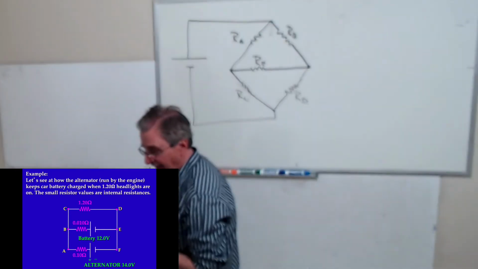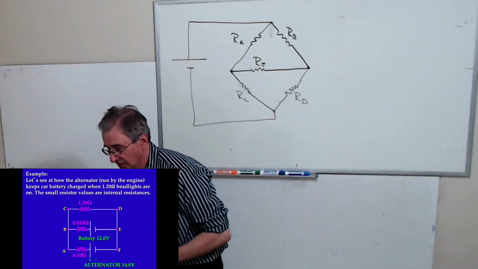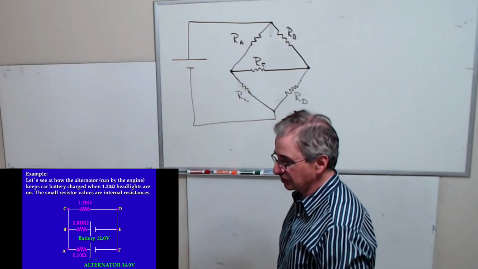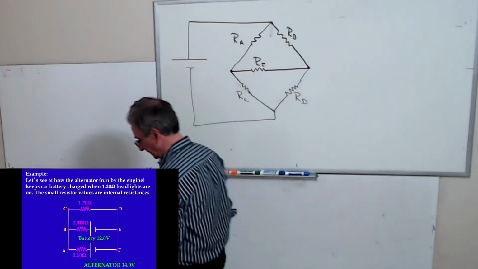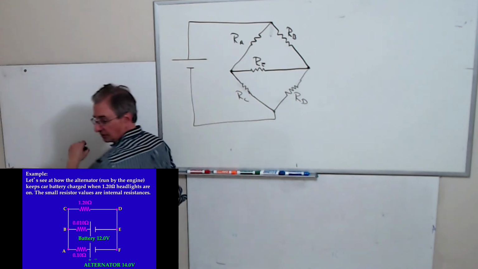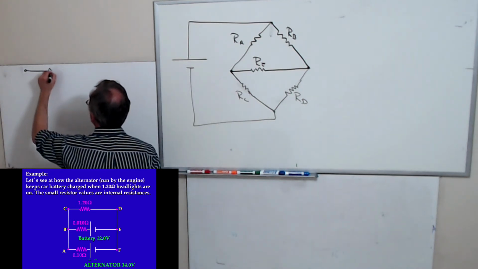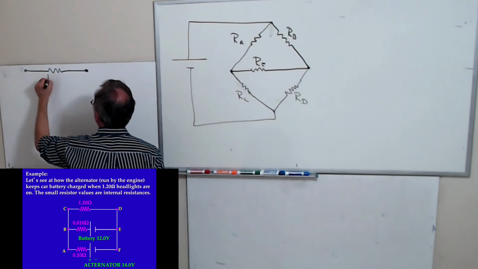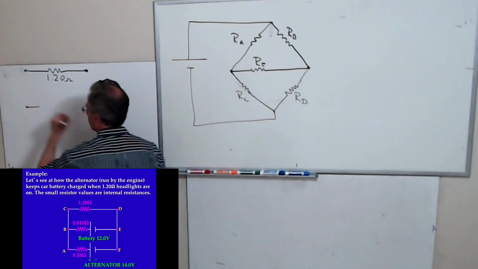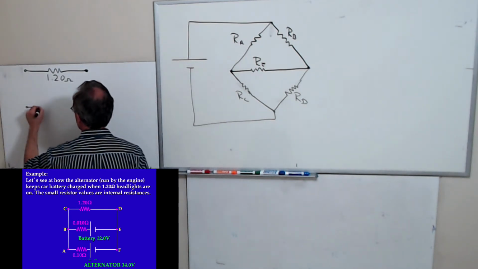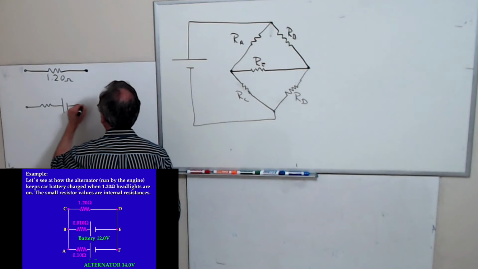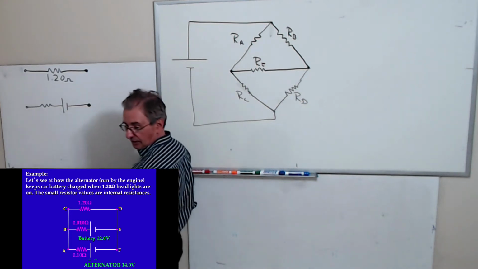So the first thing I got to do is draw a picture. So there's a circuit. This represents, for example, how the alternator keeps the car battery charged. Okay. So let me draw the circuit. So at the top I have 1.2 ohms. In the middle section, I have 0.01 ohms. And then I have the battery. And the battery is 12 volts.